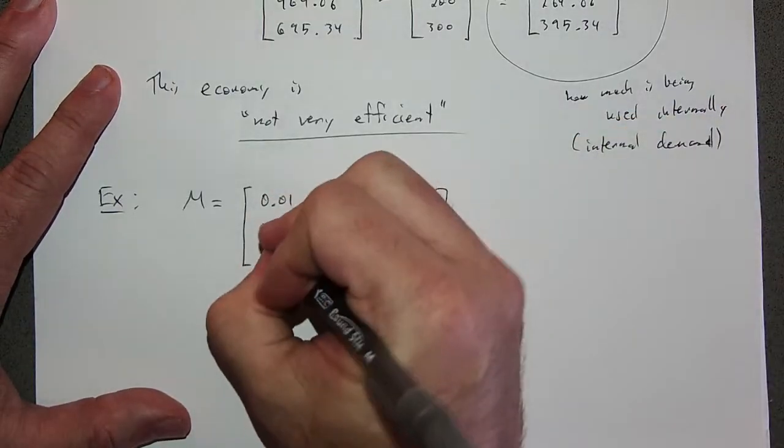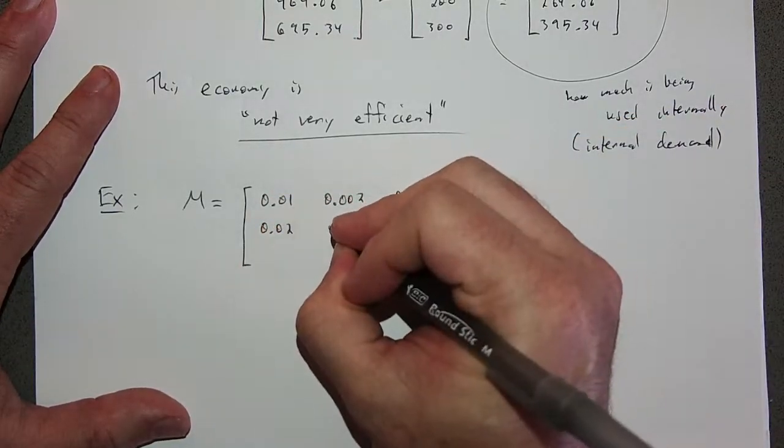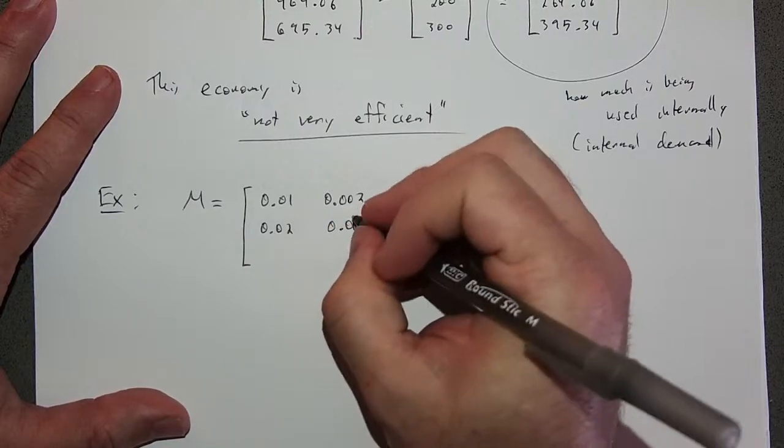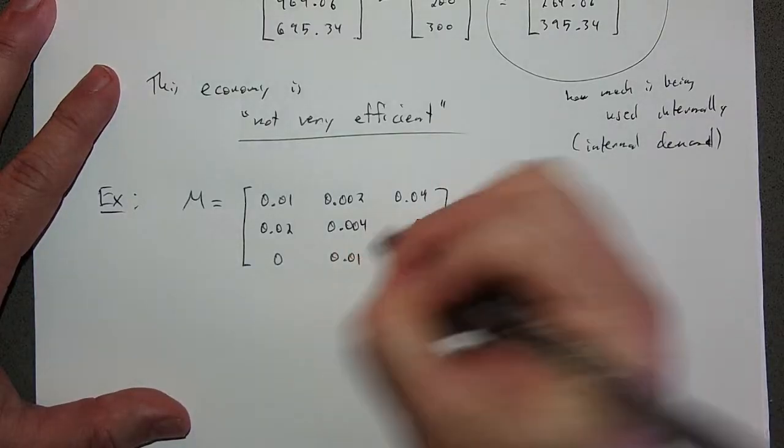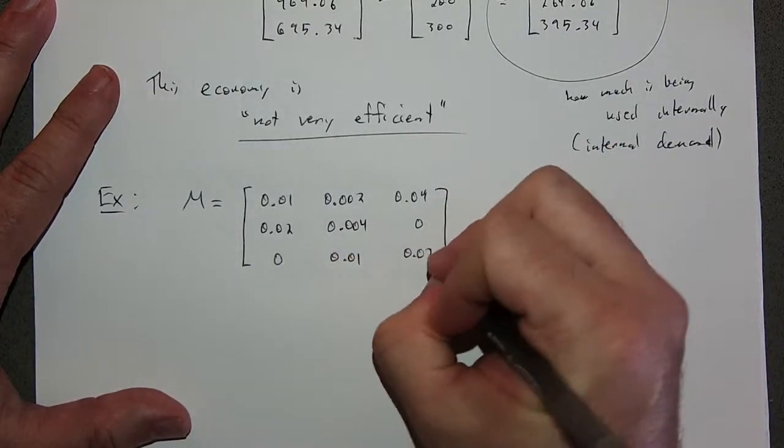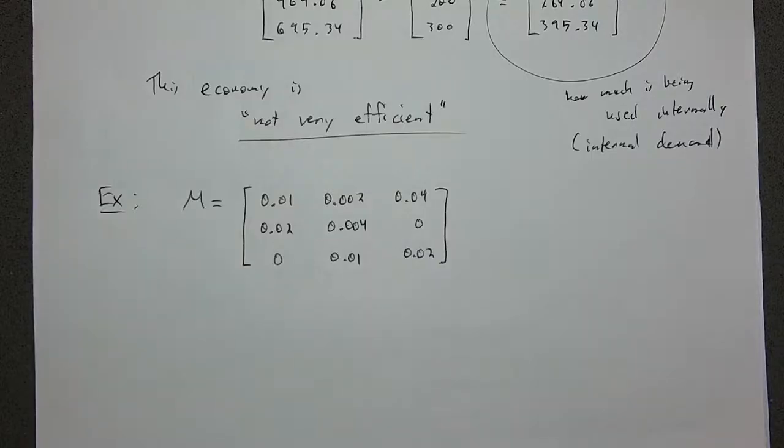The next row is 0.02, 0.004, 0, 0, 0.01, and 0.02. You like seeing zeros here, especially because, remember, in the context of these sectors producing products, it means that one of the sectors doesn't rely on one of the other sectors to make its product, right? Which is nice, right? That there's some self-sufficiency here of a sector or two.